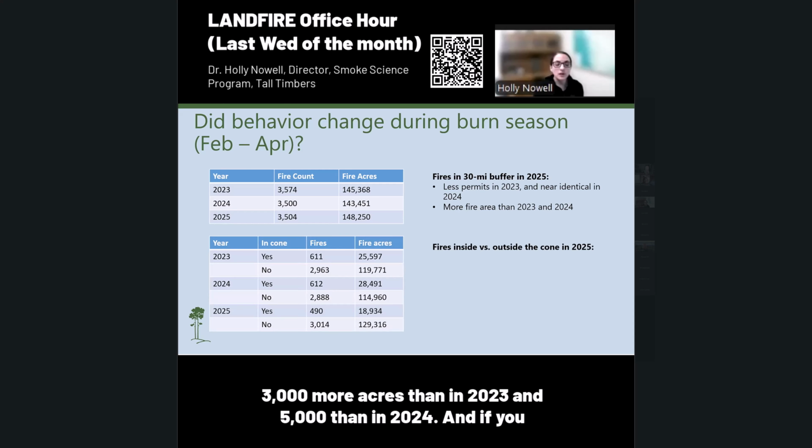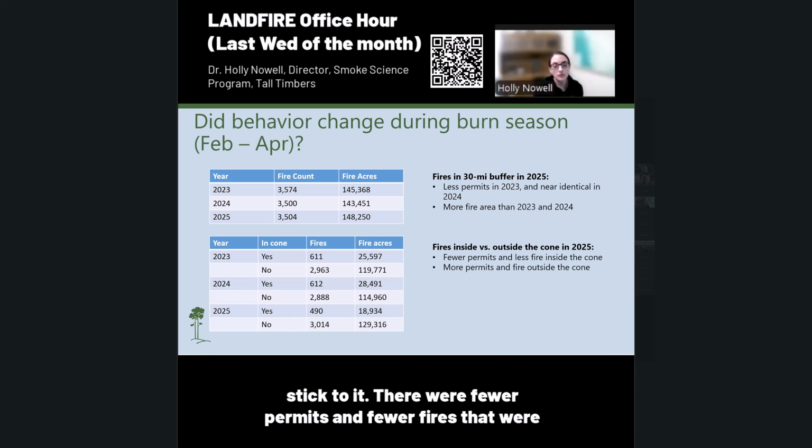And if we would have had a cone in 2023 and 2024, which we didn't, but if we would have put a cone there, we could see that whether through permitting being denied or just Albany Quail Project and the Georgia Forestry Commission doing a really great job of spreading awareness to all the local land managers that, hey, we're going to manage our smoke better. We've got this pilot program. Let's stick to it. There were fewer permits and fewer fires that were inside the cone.